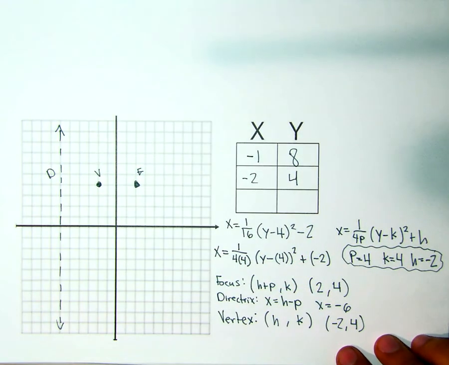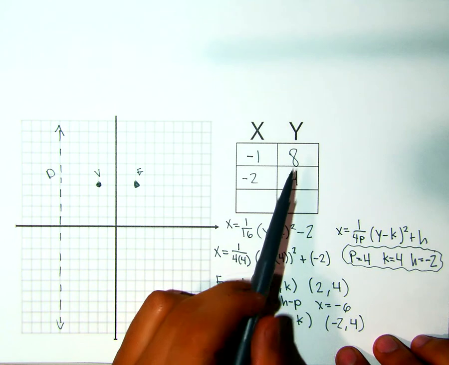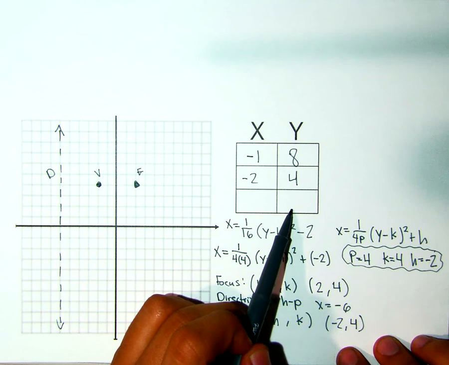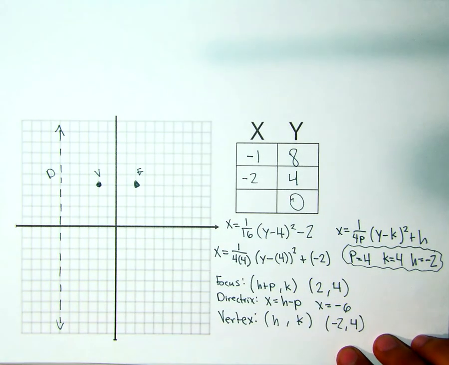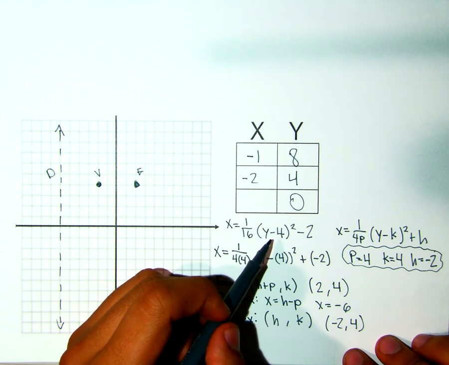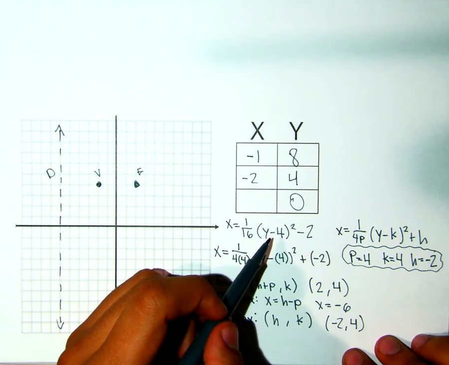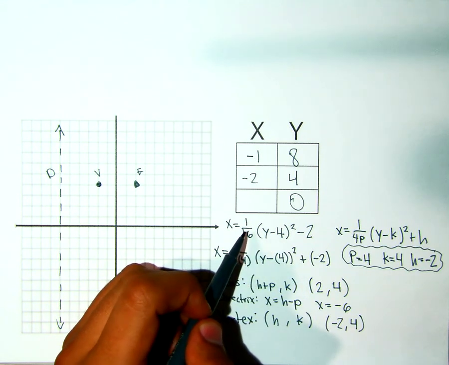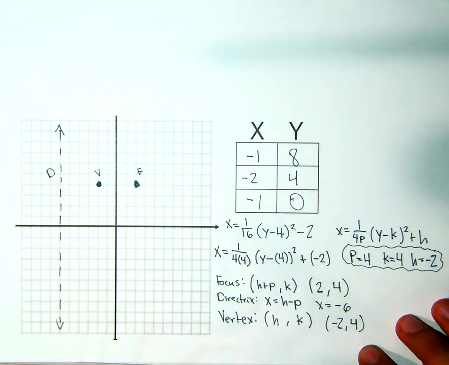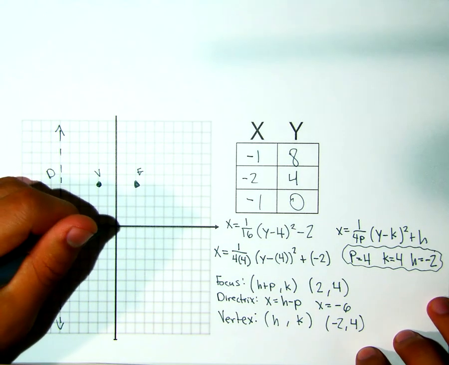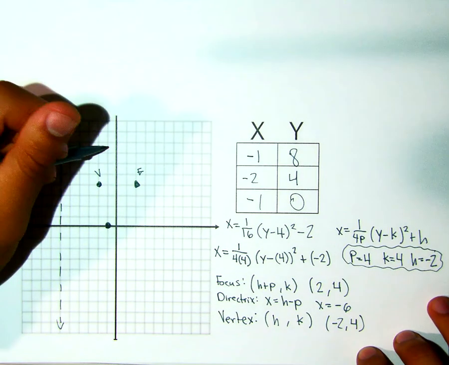Now 8 was 4 higher than 4. So what's 4 below 4? 0. We want to plug in a number that's an equal distance away. So 0 minus 4 is negative 4. What's negative 4 squared? 16. And 16 times 1 over 16 is 1. Then 1 minus 2 is negative 1. So now we plot these 2 points. We got negative 1, 0 and negative 1, 8.